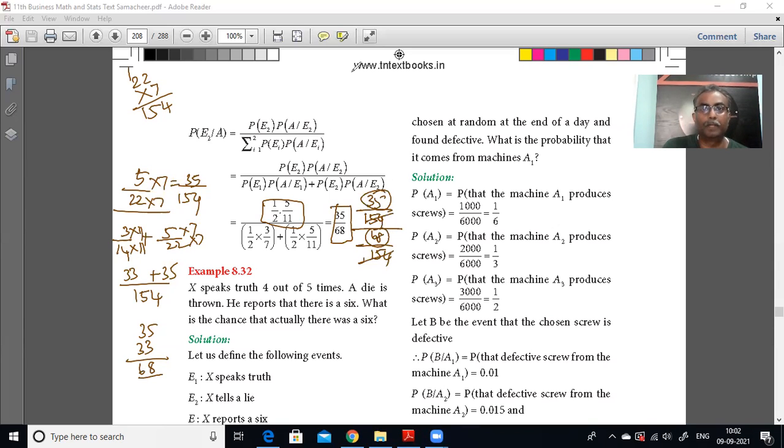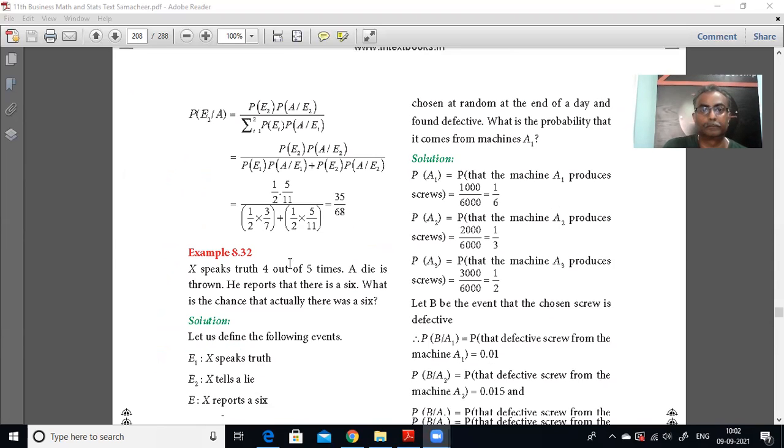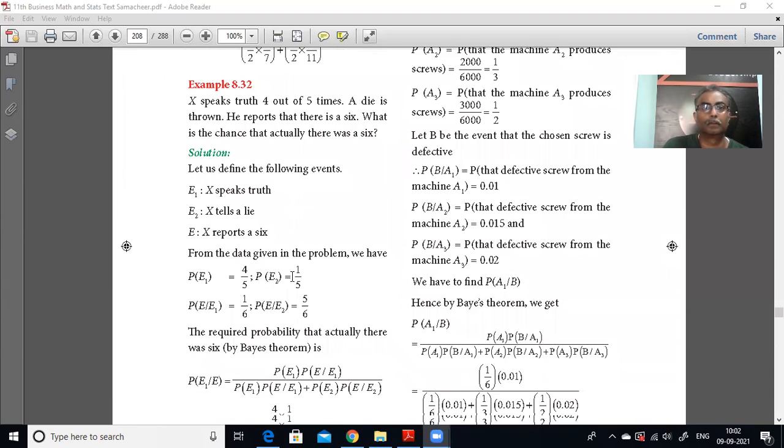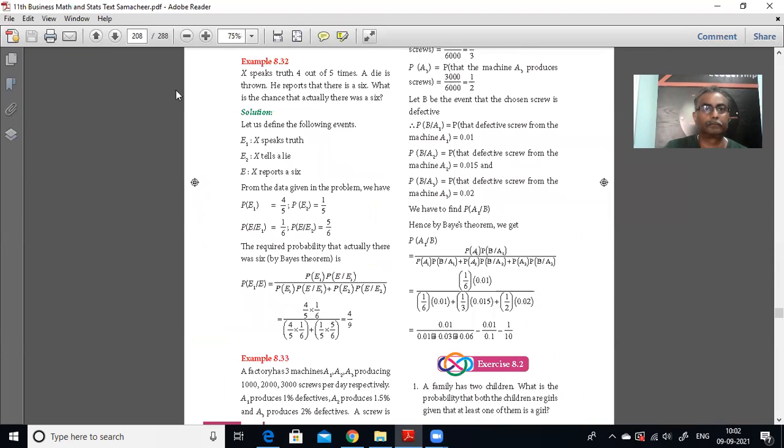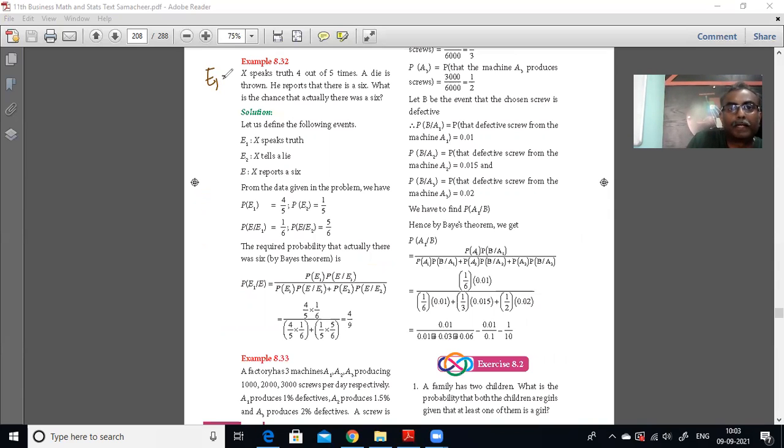Example 8.32. Let us now do a very interesting example. X speaks the truth 4 out of 5 times. Okay, that means let us have one event E1, speaks the truth, 4 out of 5 times. P of E1 is equal to 4/5. Then let us have another event which is mutually exclusive, P of E2, X does not speak the truth.